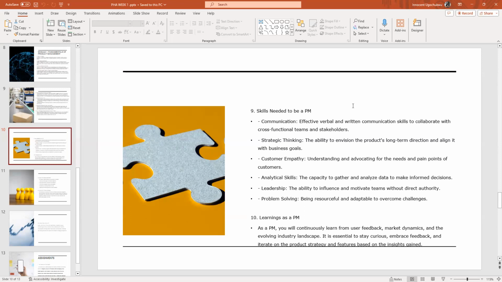So customer empathy, and this is what I actually term as the key factor as a PM. Key factor: understanding and advocating for the needs and pain points of customers. Not that you feel, oh, I did this product, I just want to launch an MVP. If you launch it just for yourself, nobody will use it, because you are not even considering your customer. You are not putting anybody first.